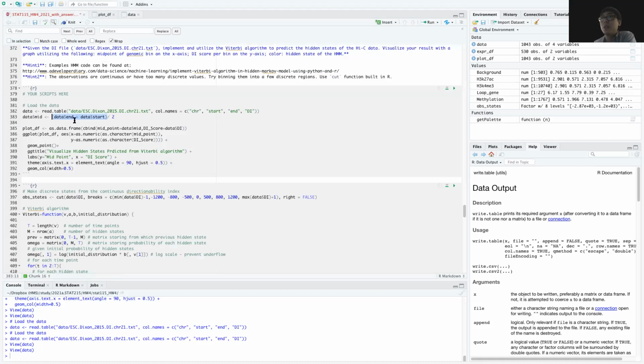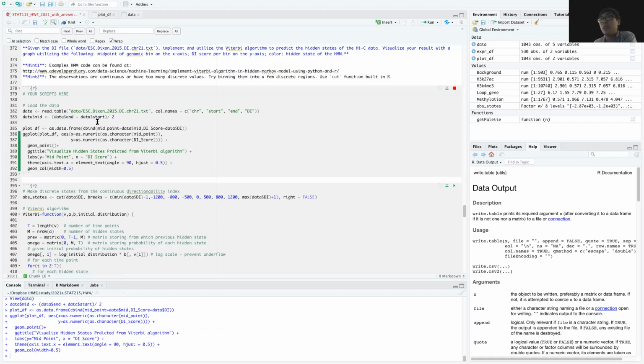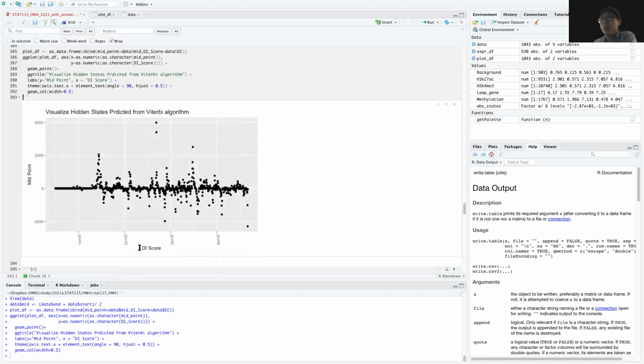And now we take this midpoint and we calculate it, and now we plot the data. The x is the midpoint. Sorry, the y is the midpoint, and the x is the DI score. Well, actually, that's incorrect. So x is the midpoint, and the y is the DI score.